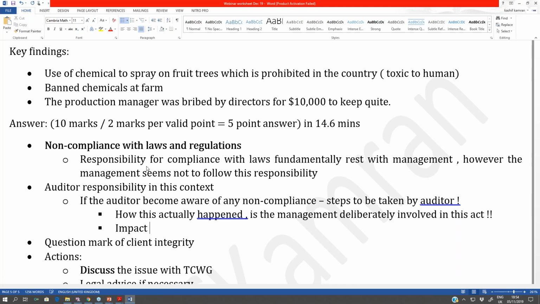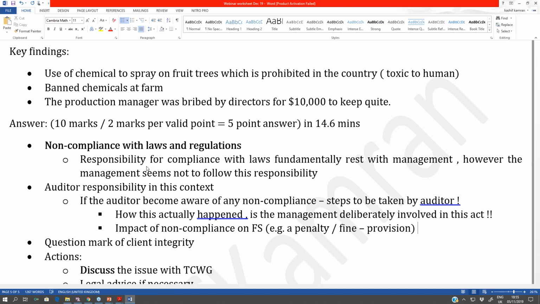Secondly, is there any impact of the non-compliance on the financial statements, like a provision? Example, a penalty, a fine, for which we need to recognize a provision. So the auditor will be concerned about how this happened. Is the management deliberately involved? Because if the management is deliberately involved, it will bring a question mark on the client integrity. Is there any impact on the financial statements, like a penalty or a fine and a provision to be recognized?